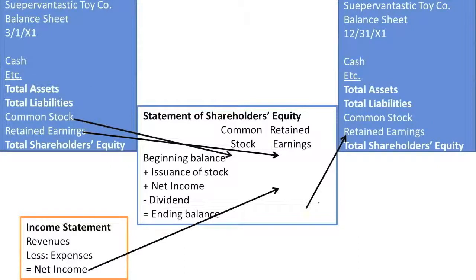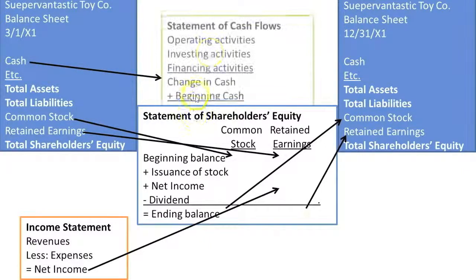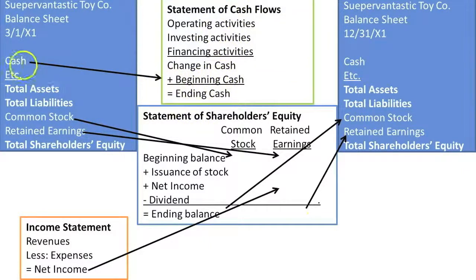Common stock is the same. We take the beginning common stock. We might have issuances of common stock, for example, to get to our ending common stock, which goes on the balance sheet. Changes in the cash account can be explained by the statement of cash flows. We take the beginning cash, add to it all the changes in cash from the year to get to the ending cash, which goes on the balance sheet. This here in the middle is called articulation. The balance sheet from one period articulates to the balance sheet at the end of the period using these other statements that explain the changes.